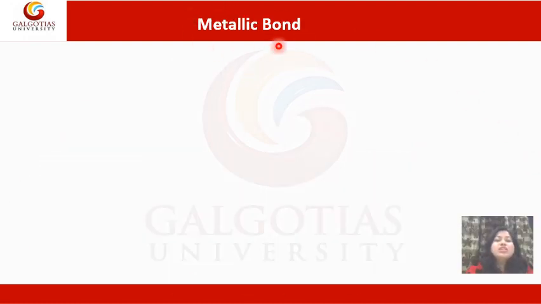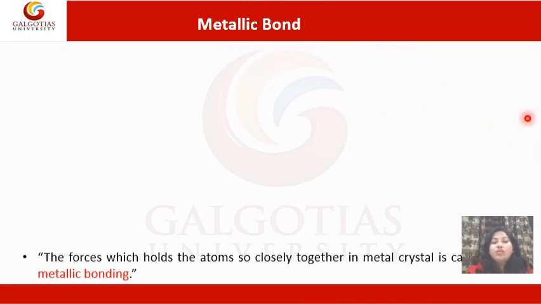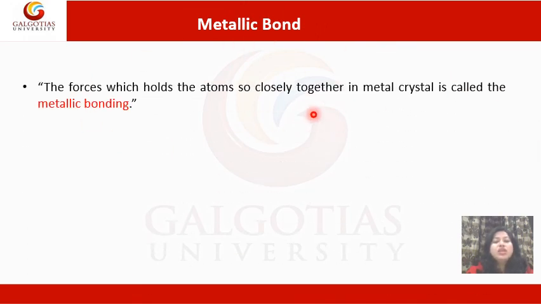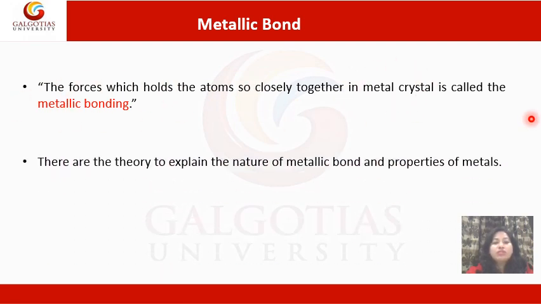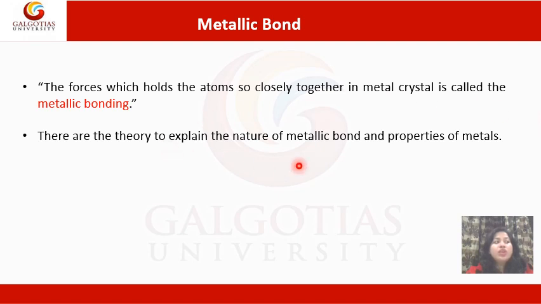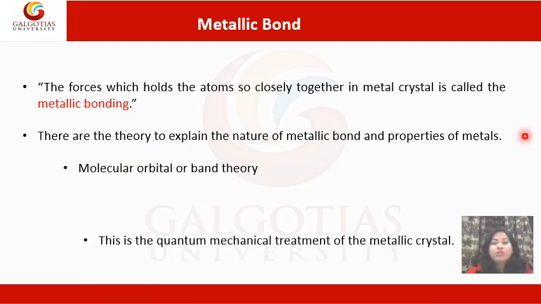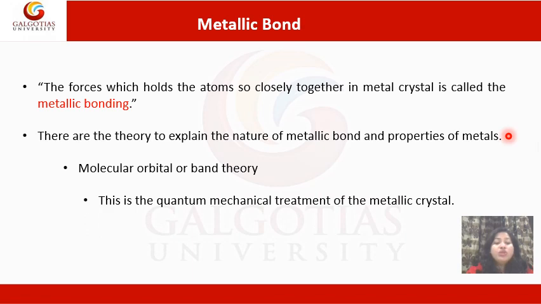Now, we discuss metallic bond. The force which holds the atoms so closely together in a metal crystal is called metallic bonding. There are theories to explain the nature of metallic bond and the properties of the metal, that is molecular orbital or band theory. Band theory is the quantum mechanical treatment of metallic crystal.